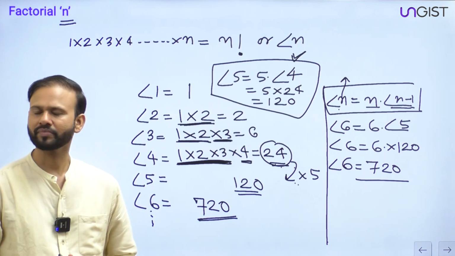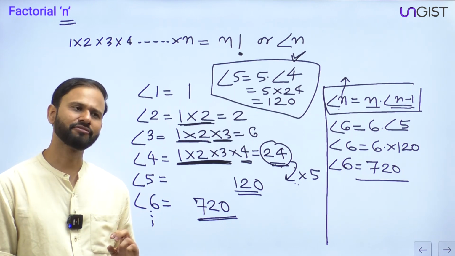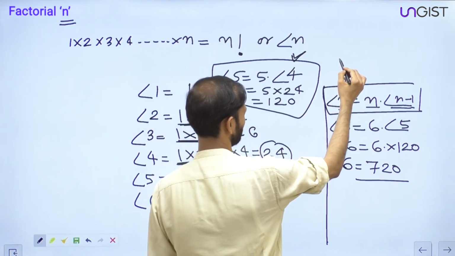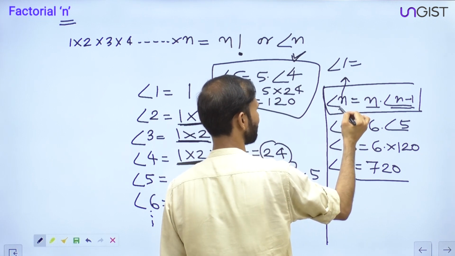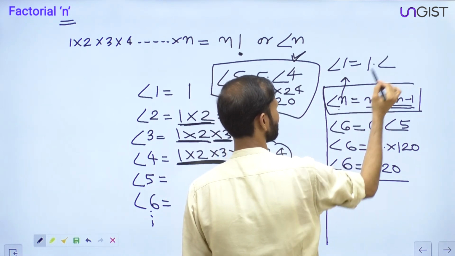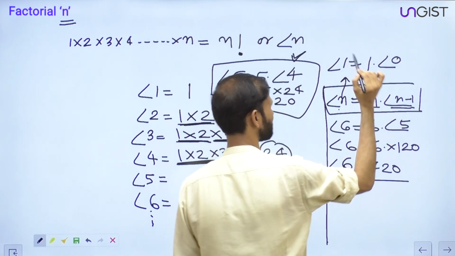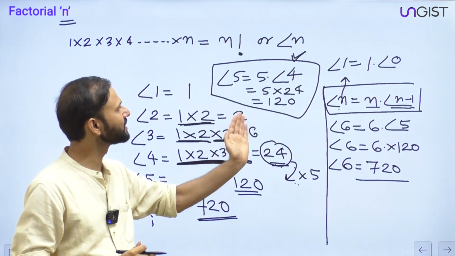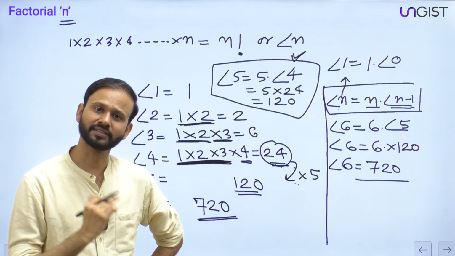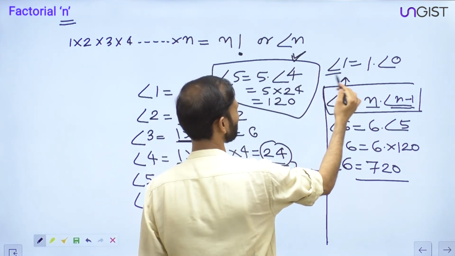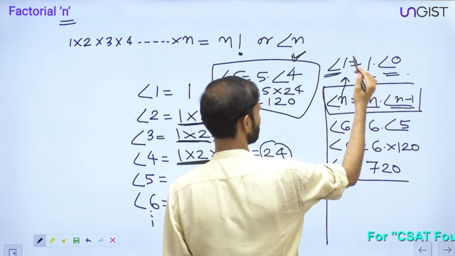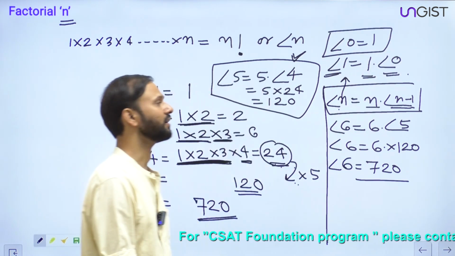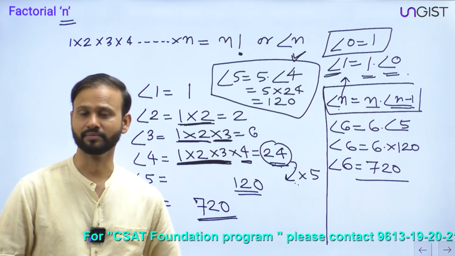So now, everyone, can you tell me what is the value of factorial 0? If I put n equal to 1 over here, then factorial 1 is equal to 1 into factorial 0. Factorial 1 is equal to 1, and this is also 1, so factorial 0 is equal to 1.